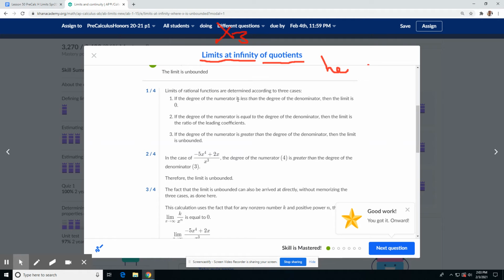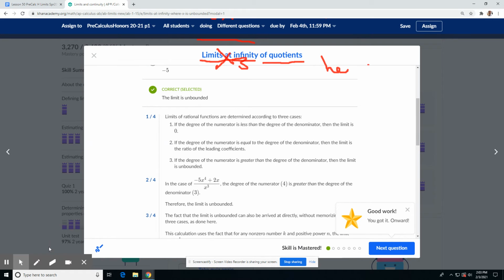If the degree of the numerator is less than the degree of the denominator, then the limit is 0. So let's just talk about these since we're here. This is if the top is less than the bottom. Basically, as this goes towards infinity, you have a fraction that's getting smaller and smaller. Think about if a bottom number gets bigger, 1/2, 1/4, 1/8, 1/16, it's a smaller and smaller piece. As that goes smaller and smaller, all of this goes to where?